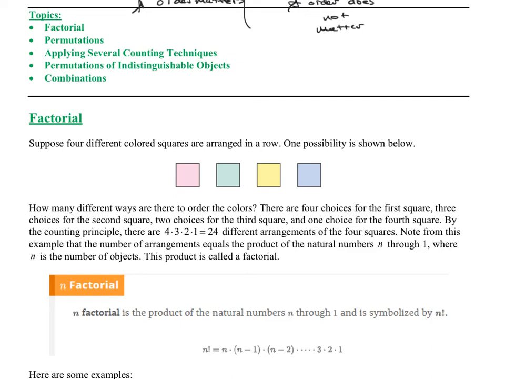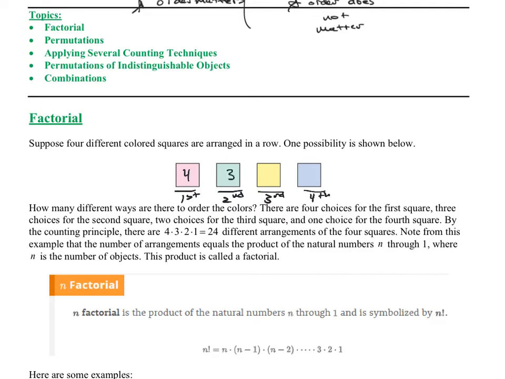Well, there are 4 choices for the first square. Think about it, we have 4 places. We have first, second, third, and fourth. And what options would I have? Well, I'd have 4 options, 4 different colors that I could put in the first.